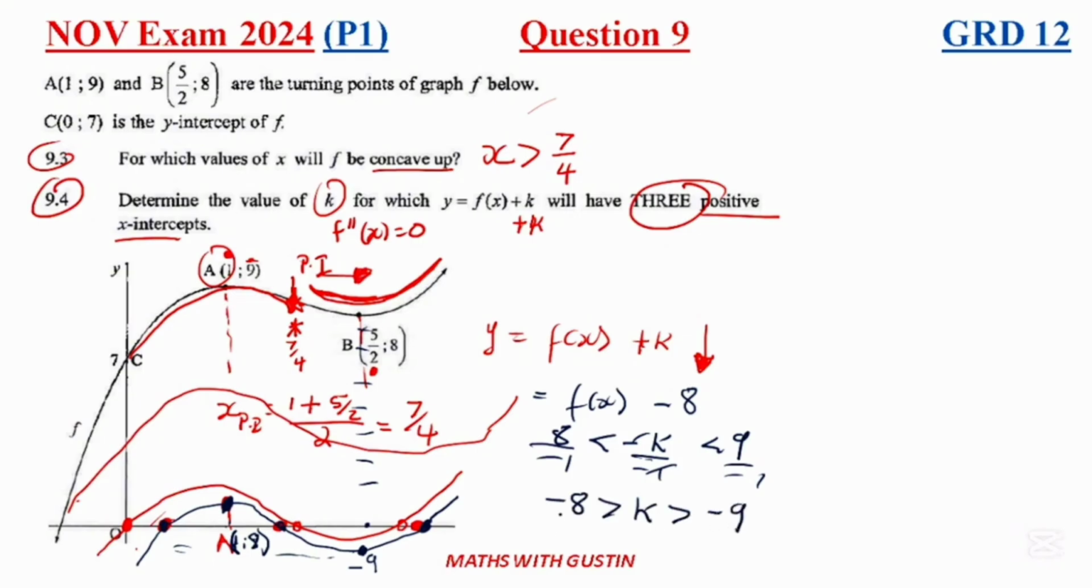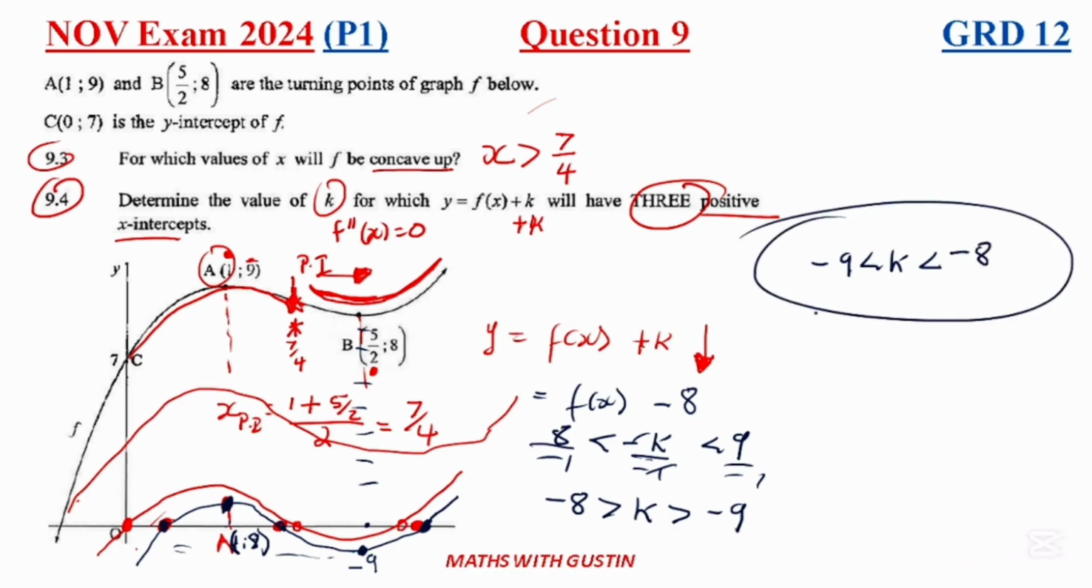So this is the kind of equation that we have. Then we can just rearrange our inequality to make it look proper. So negative 9 greater than k but less than negative 8. Okay, there you go. That will be our answer.